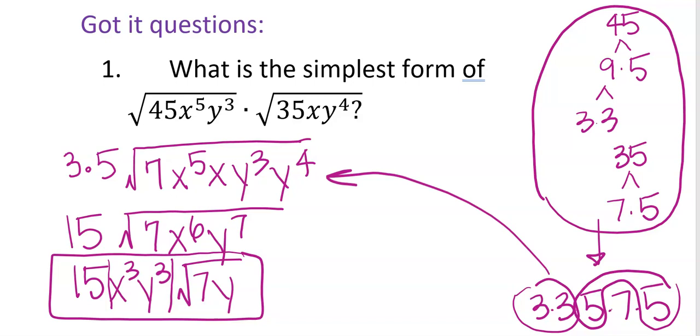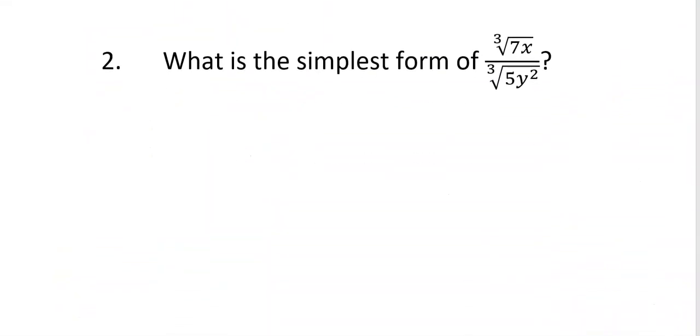We're going to do one more, and this is a division one. So what do we do here? So cube root of 7x divided by the cube root of 5y squared.